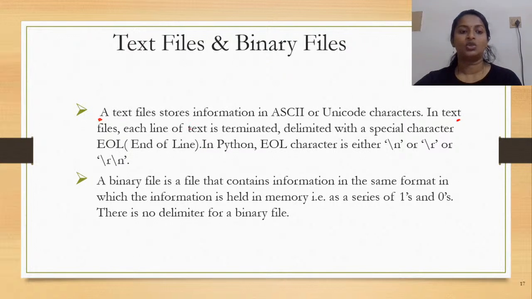Okay. So a text file stores the information in ASCII or Unicode characters. Now, what is ASCII or Unicode? Meaning, these are standard forms of representation of characters. Okay, any character, meaning it can be a symbol, it can be a letter, it can be a number, etc. So, character can be anything, and the ASCII or Unicode are standard conventions.